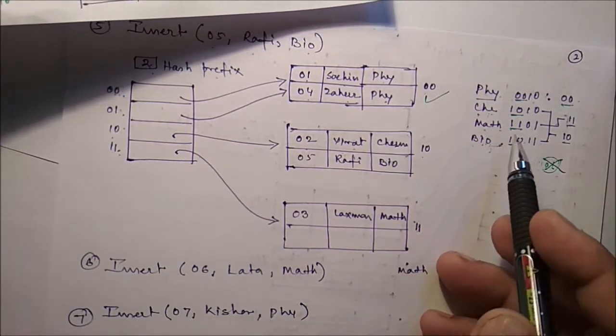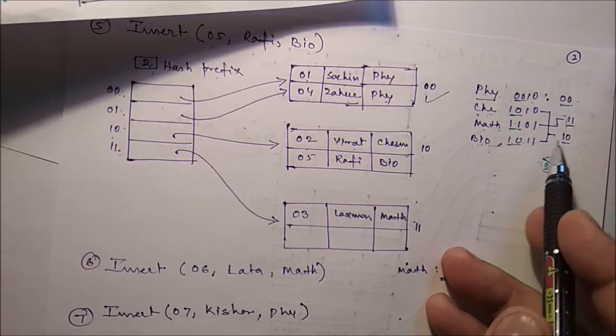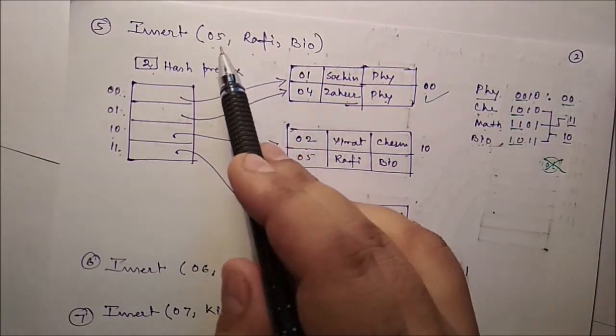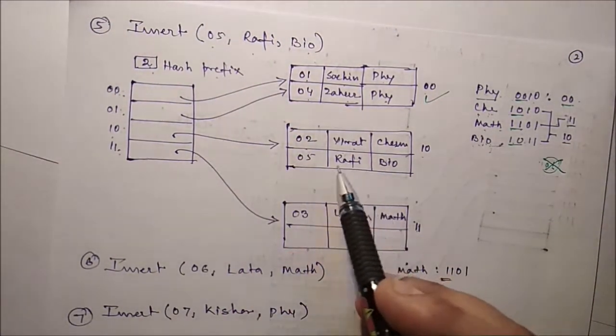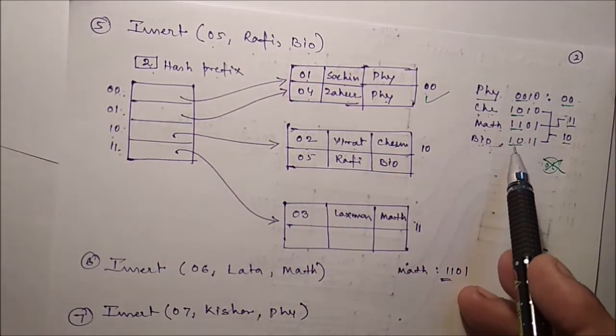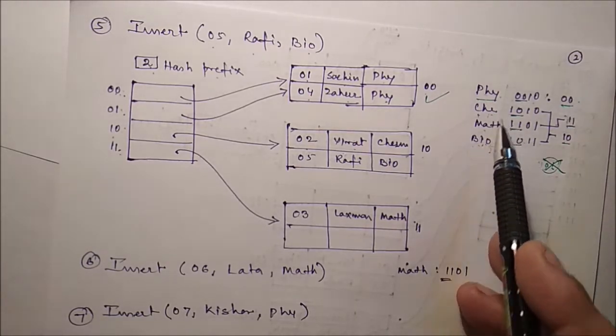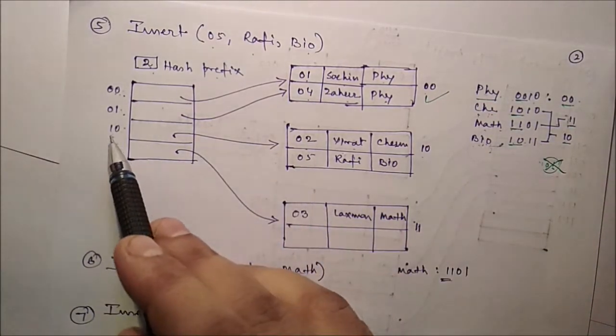Okay, and here the biology, its initial two bits are also 1 0. So biology, the new data 0 5 Rafi biology, here you have to store in this particular bucket, because for the subject biology, the initial two bits are also the same as chemistry. So we have to insert in 1 0.